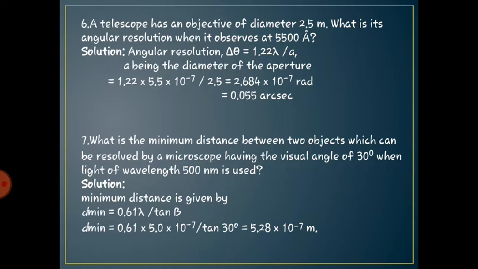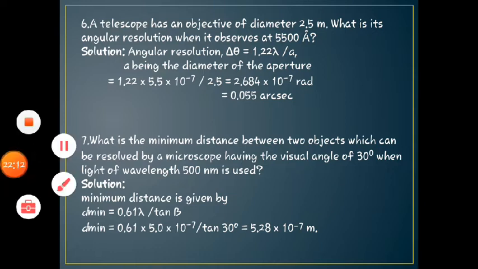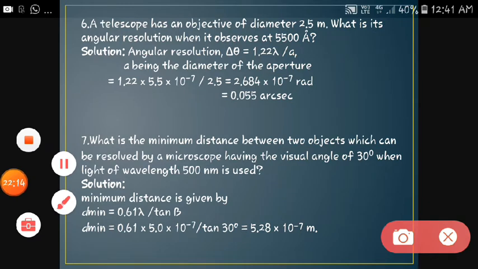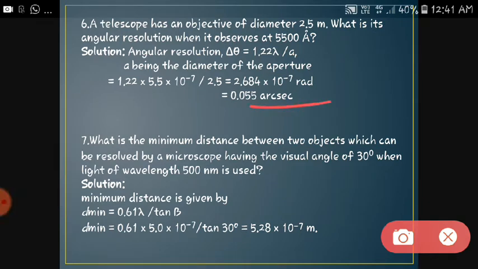The formula for angular resolution, or limit of resolution, is delta theta equal to 1.22 lambda divided by A. Very simple and straightforward. But you have to remember one thing: when you calculate the limit of resolution or angular resolution, it may be asked in terms of arcsec. Otherwise you can write it in terms of radian itself.